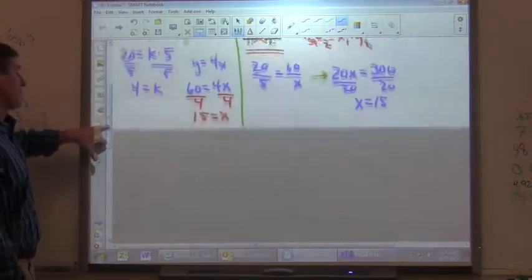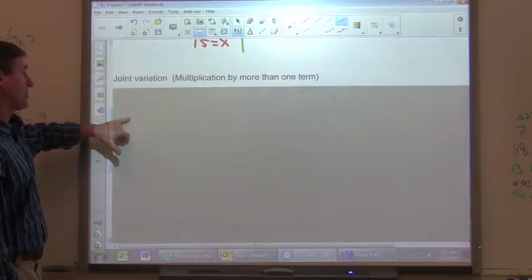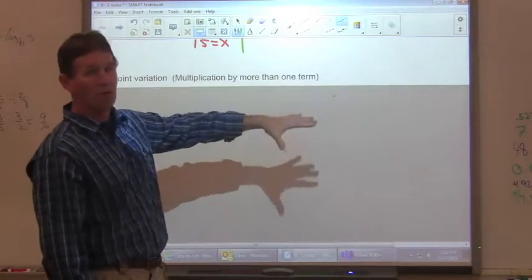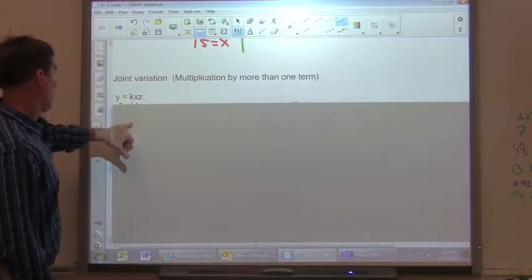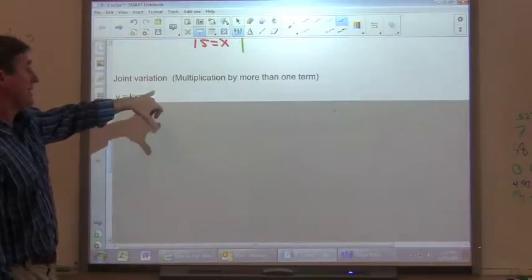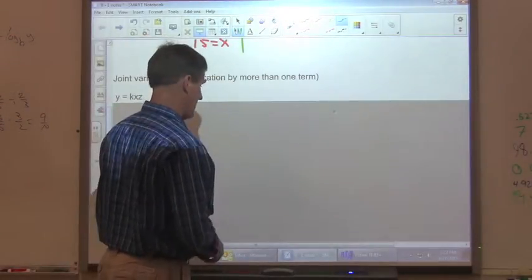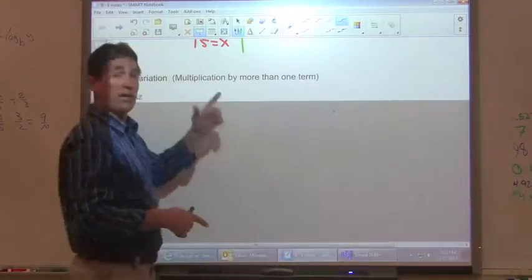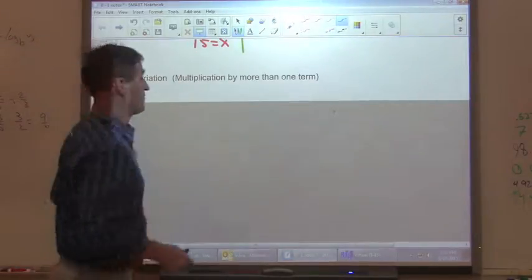The second type we're going to look at is a joint variation. And a joint variation is simply when it's multiplication by more than one term. And so y equals k x z. So an example of this might be, let's say that I'm going to change the variables so we don't get locked into the y and x and z.